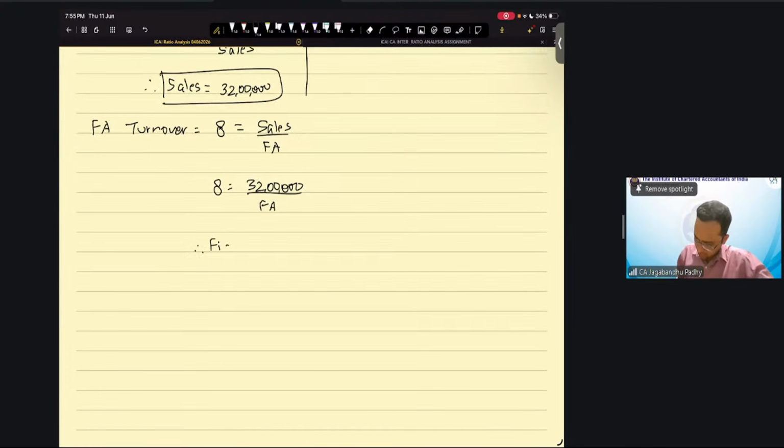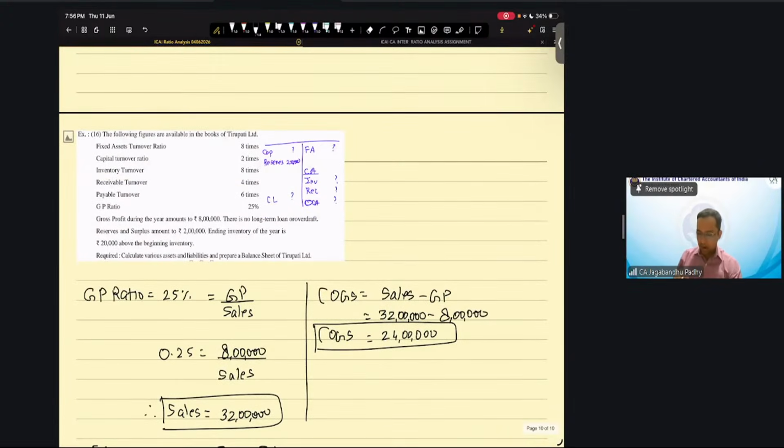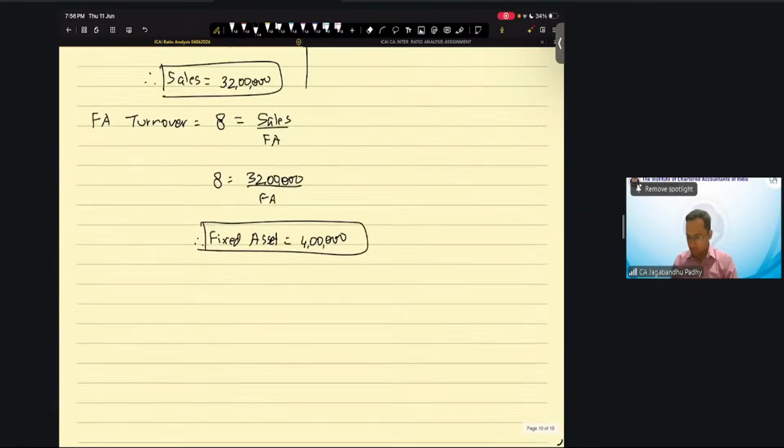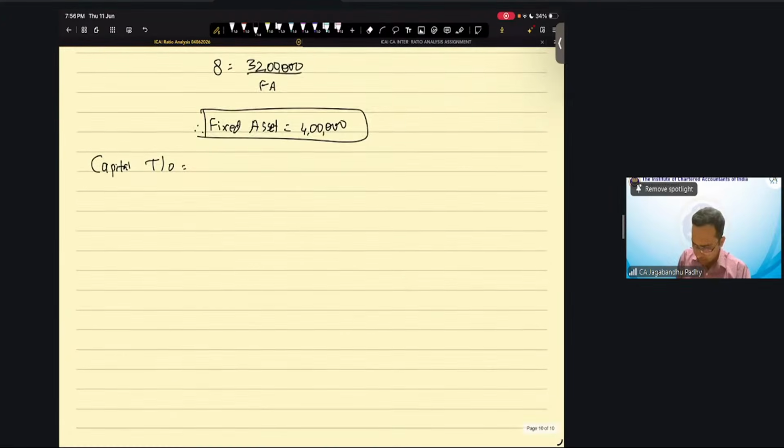So what's the value of fixed asset, everyone? Four lakhs. Great. We got the value of fixed asset as 4 lakh. Capital turnover is 2 times. Let's use that number. Capital turnover is 2 times.